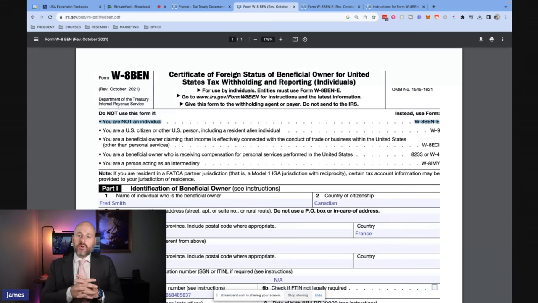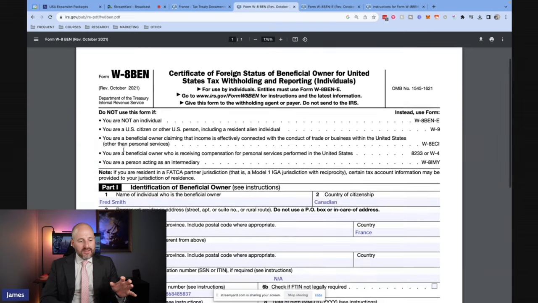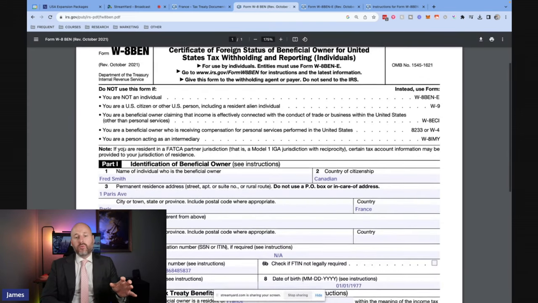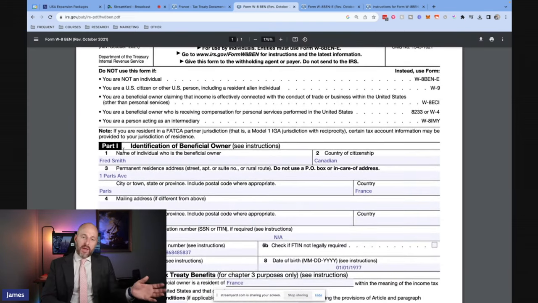This form is going to be for my man, Fred Smith, who's down here getting paid, or a single member LLC that Mr. Fred Smith owns. So if Fred has an LLC in the US and he's getting paid to that LLC, he would be completing this form. So this form is not sent to the IRS. This form is withheld and kept by the person who's paying you to certify your tax status.